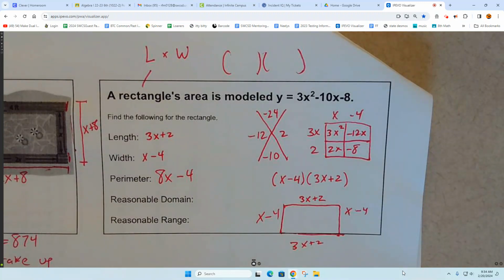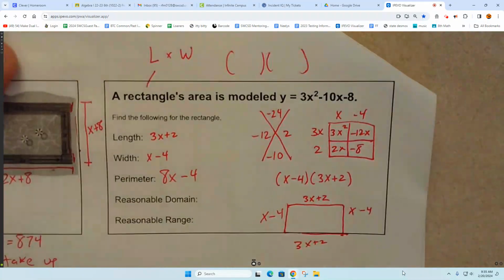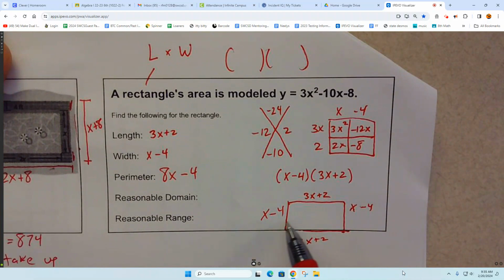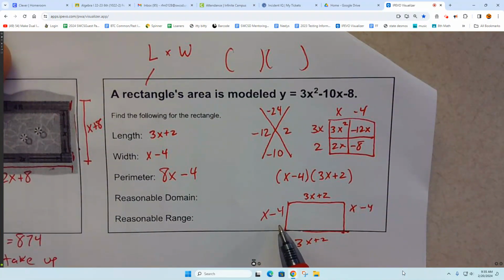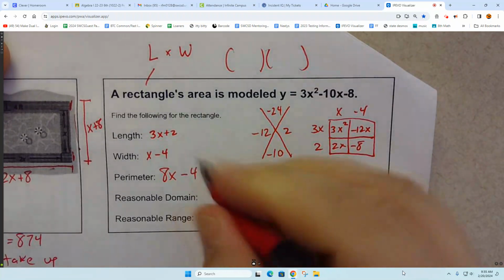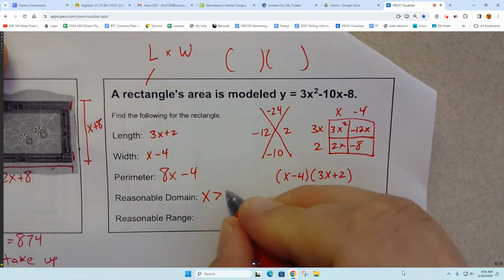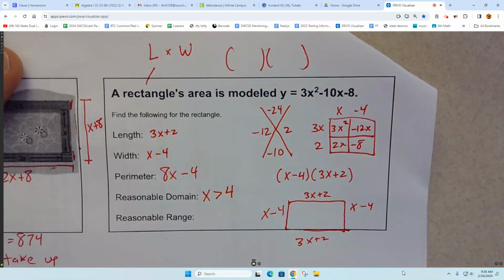4. What is she talking about? I have no idea. Because we have a negative, so it cancels it out. So right here they're telling us that x has to be bigger than 4. Otherwise it makes no sense. So reasonable domain, x has to be bigger than 4.